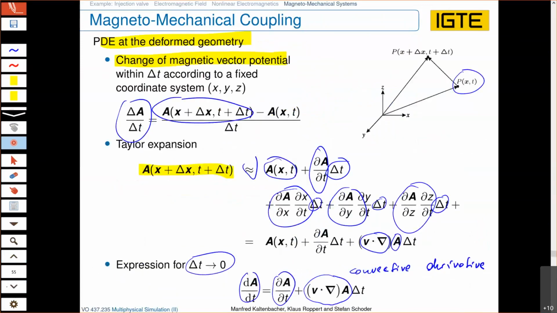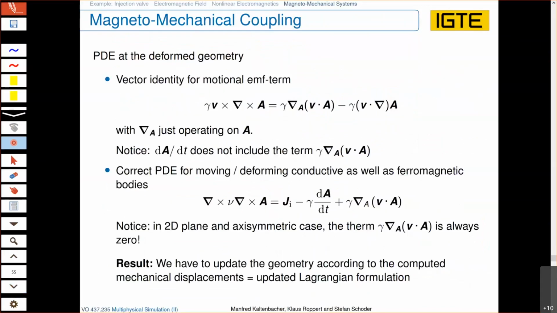If we look here, then if you apply a vector identity, we get this very nice relation: the velocity cross product with the curl of A gives us the gradient of the dot product of the velocity with the vector potential, but this number operator is just operating on A, not on V. Otherwise, that would make no sense. Minus this term here. And this is exactly what we have just seen before, this convective term.